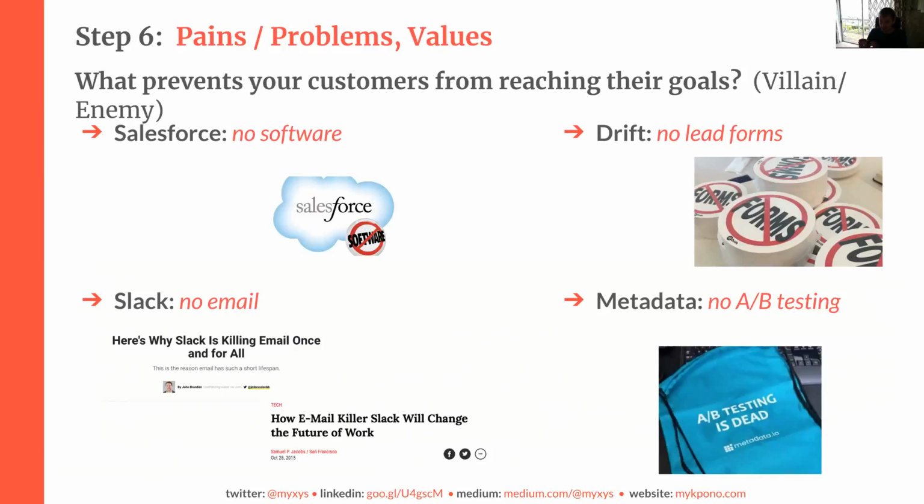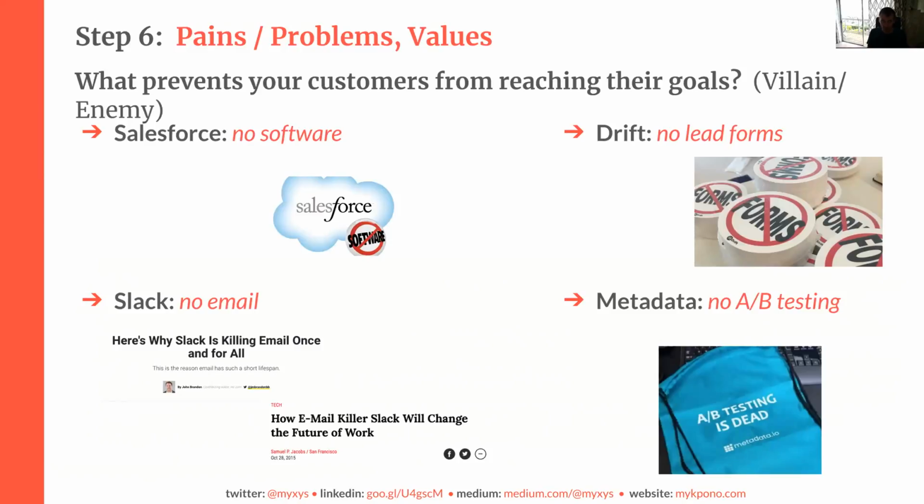And then for a company I personally worked with, it's Metadata. They automate your paid acquisitions, and they do multivariate testing on many different platforms to generate leads for you through paid acquisitions. And they went after A/B testing, basically saying A/B testing is an old way to do it.